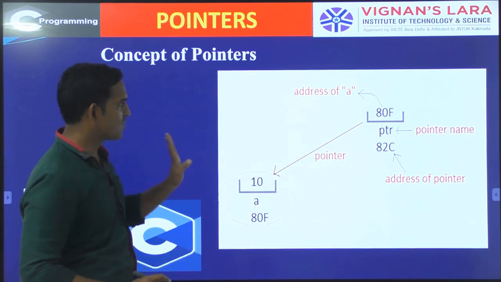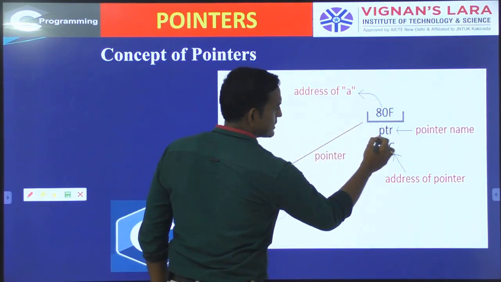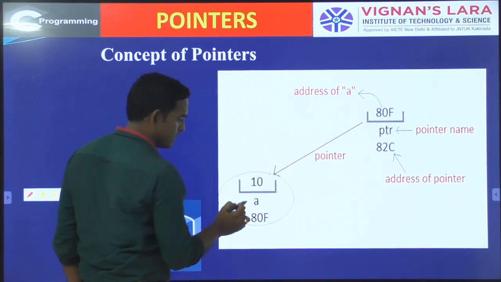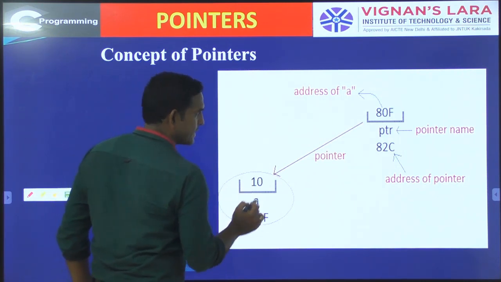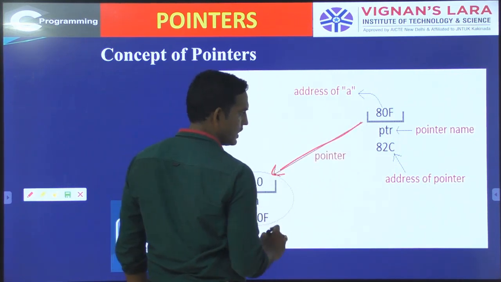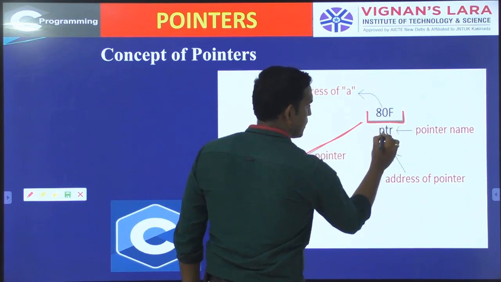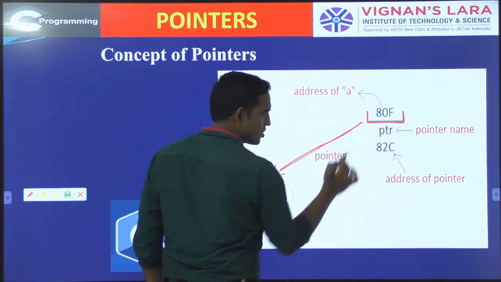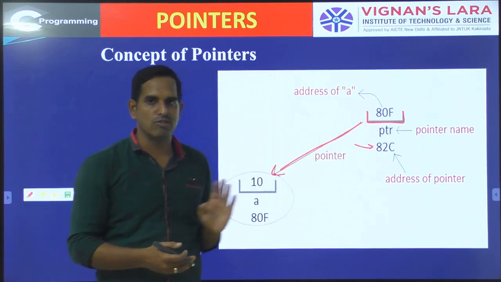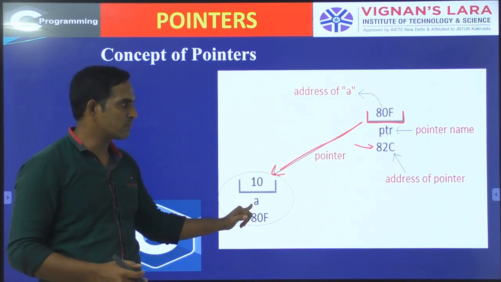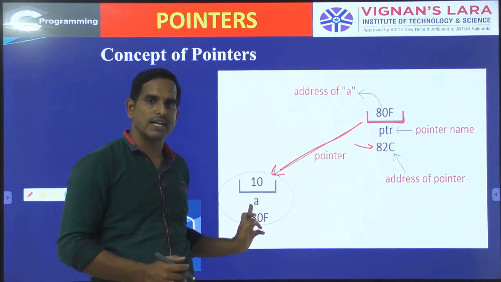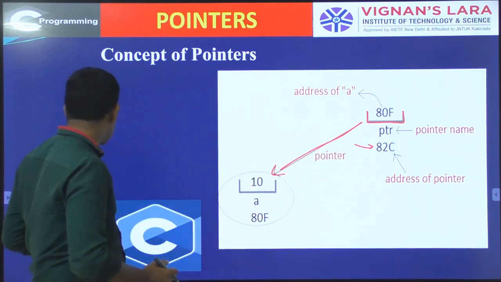So this is the conceptual view of your pointer, where PTR is another variable which will store the address of other variables. So PTR is trying to store the address of A. The address of A is present here, that is ATF. And as you know, a pointer is also a variable, so it will also have its own address, that is 82C, the address of PTR. So ATF is the address of A, 82C is the address of PTR. A pointer is also a variable which will store the address of other variables. So this is the introduction to pointers.